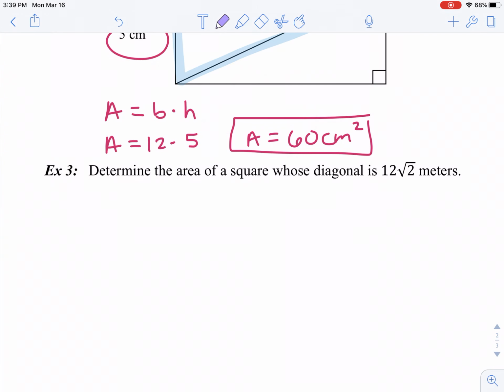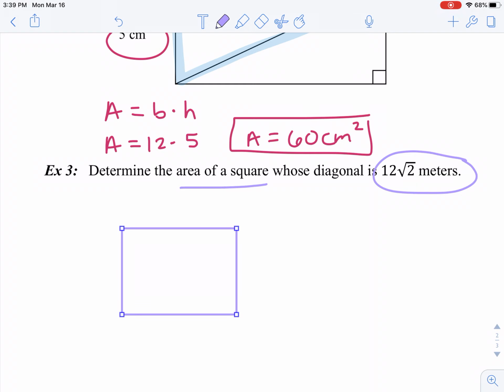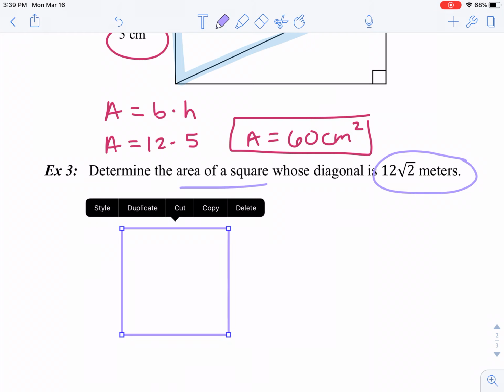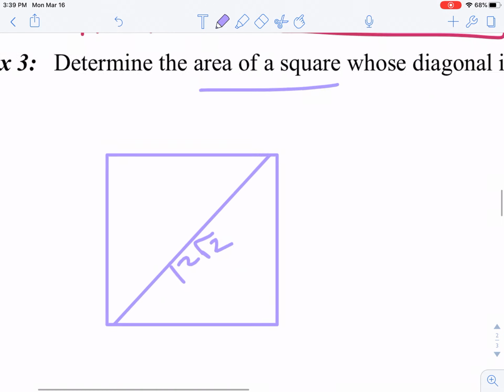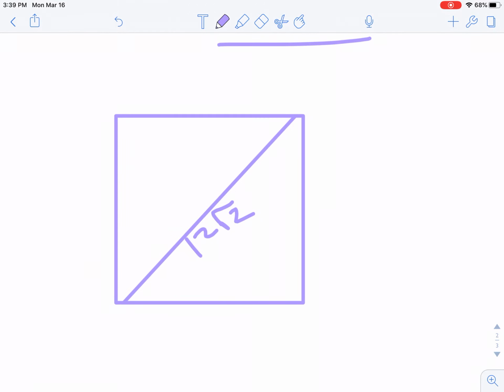Now when I look at determining the area of a square whose diagonal is 12 root 2, the first thing I'm going to do is draw my picture. My rectangle at first did not really look like a square. I'm doing my best. And it says my diagonal is 12 root 2. Now there's something that we know about squares from our quadrilaterals unit, which is that this diagonal bisects this angle. So both of these angles are 45 degrees.